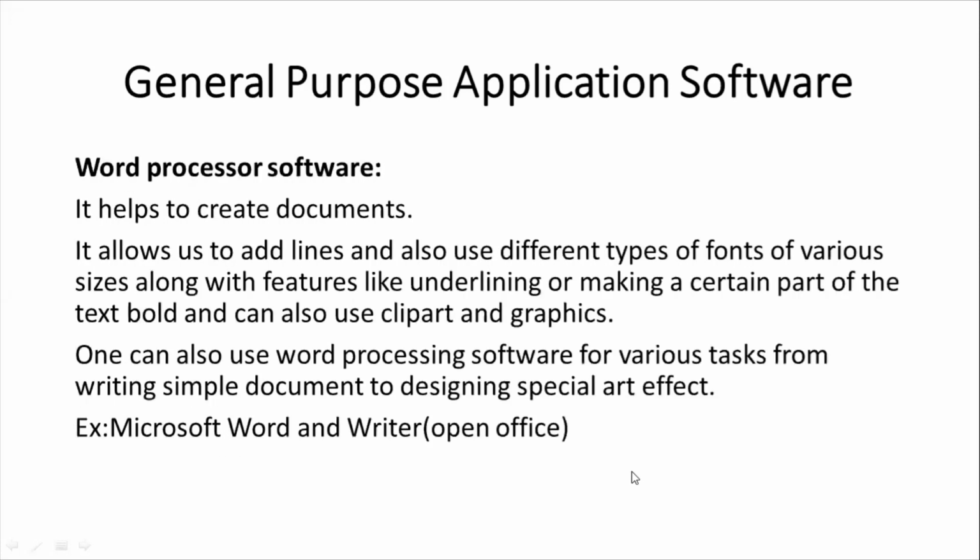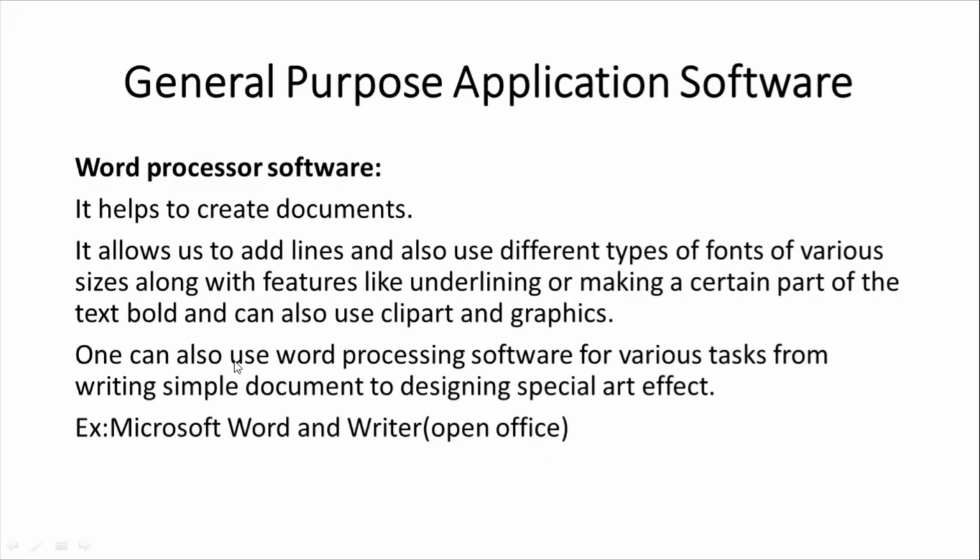The first one is word processor. It helps to create documents. It allows us to add lines and also use different types of fonts of various sizes, along with features like underlining or making a certain part of the text bold, and can also use clip art and graphics. One can also use word processing software for various tasks, from writing simple documents to designing special art effects. The best example is Microsoft Word or Writer in OpenOffice.